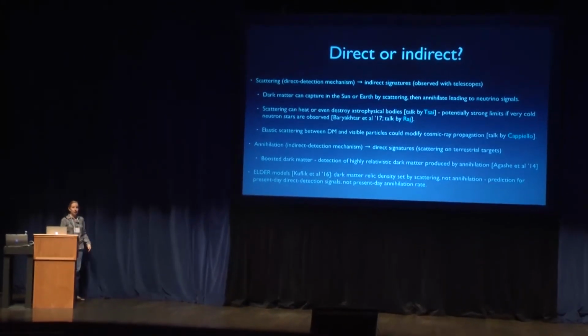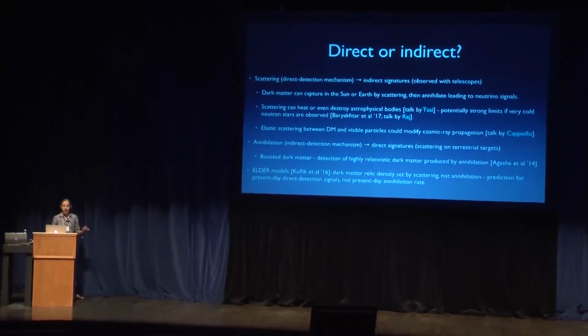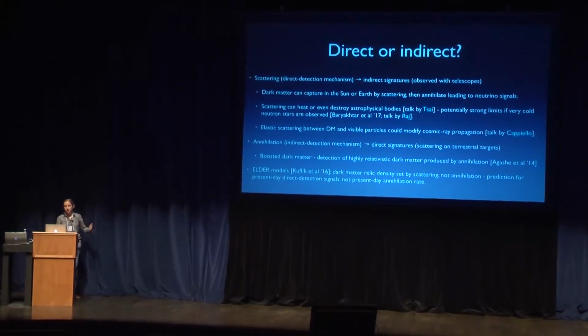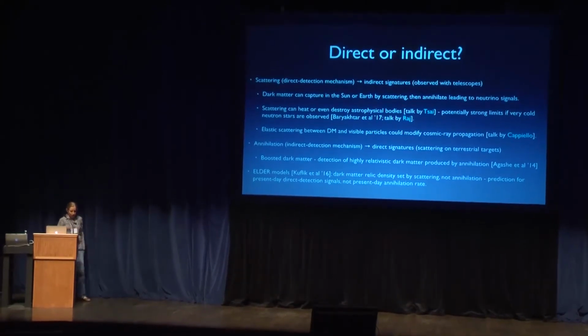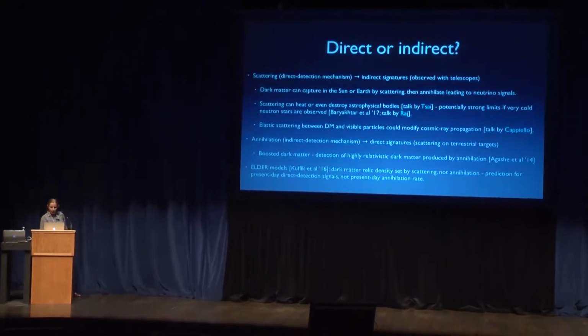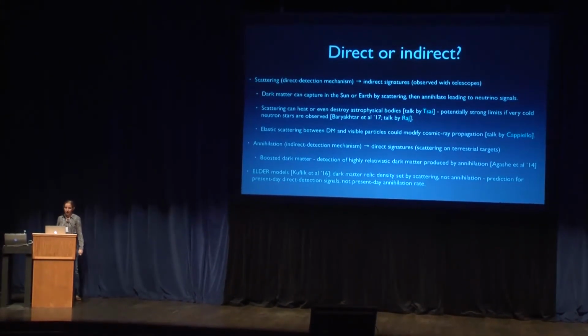For example, you can have the mechanism of direct detection where dark matter scatters off standard model particles, leading to what you would usually think of as indirect signatures that you look for with telescopes. Scattering could heat or even destroy astrophysical bodies. There are some talks by that in the parallel sessions by Tsai and Raj, and you can potentially get very strong probes from this. Elastic scattering between dark matter and visible particles could possibly leave signatures in cosmic rays.